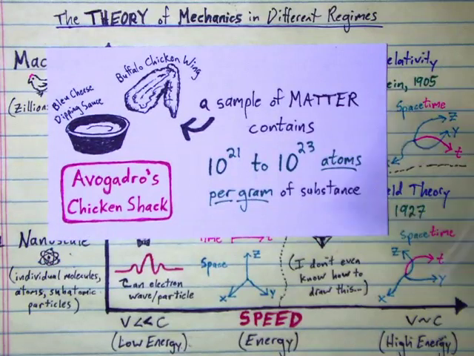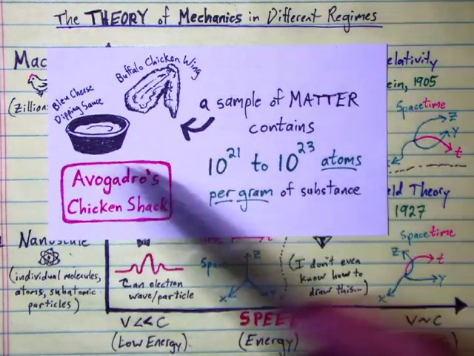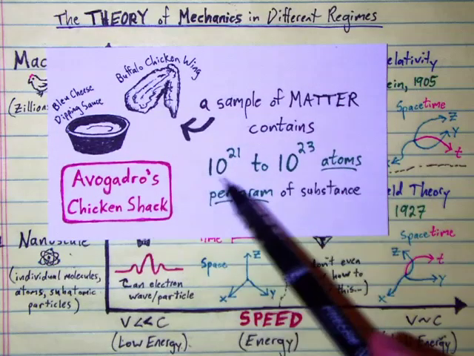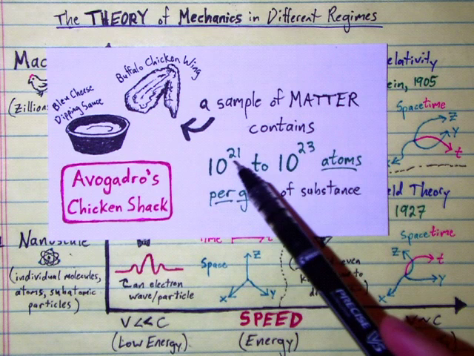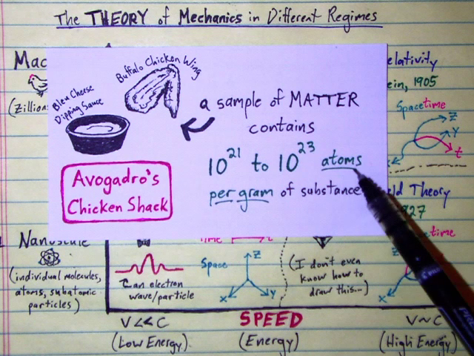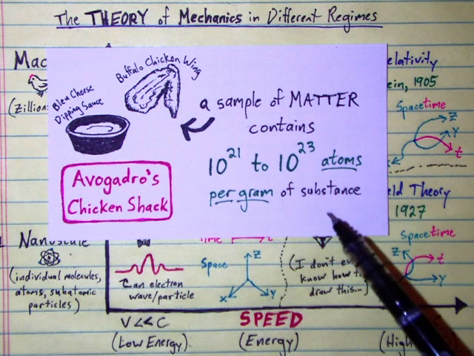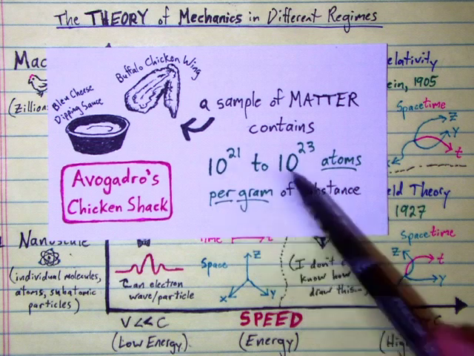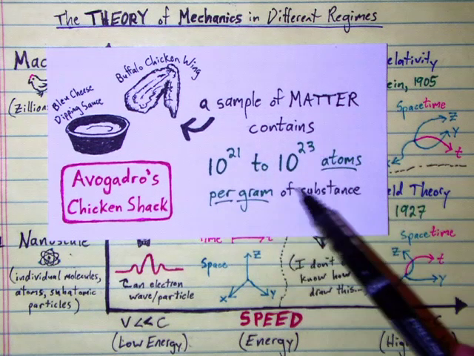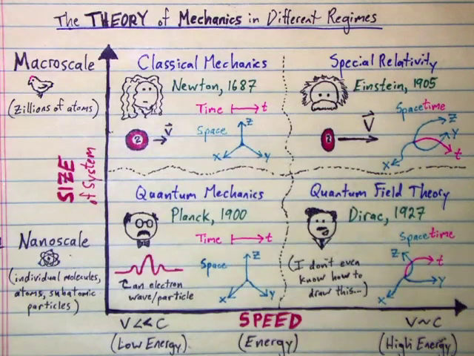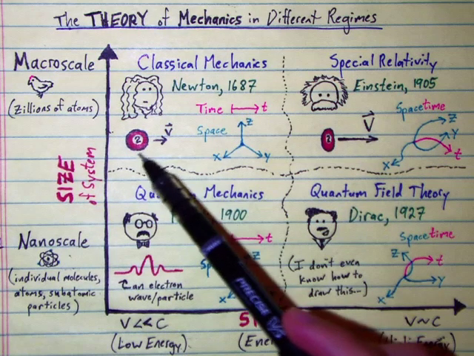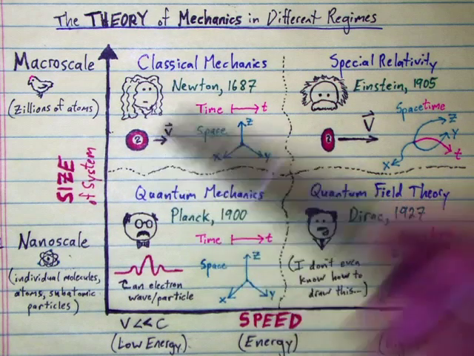remember a good old Avogadro's number. A sample of matter, like this chicken wing here, contains anywhere from 10 to the 21 to 10 to the 23 atoms per every gram of substance. So zillions refers to a number approximately this big. So a billiard ball is made of zillions of atoms.